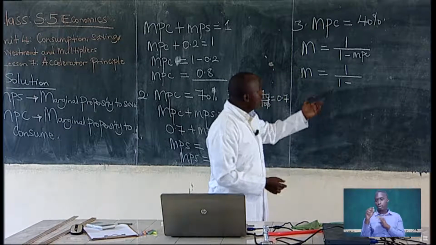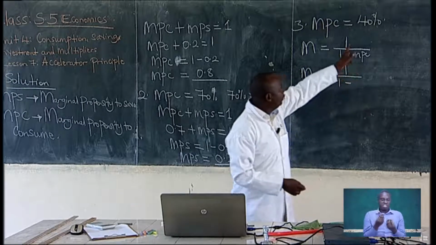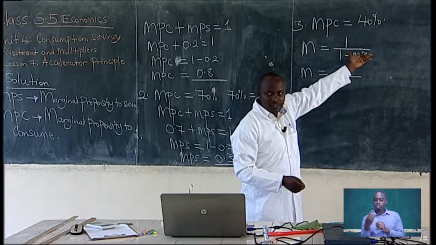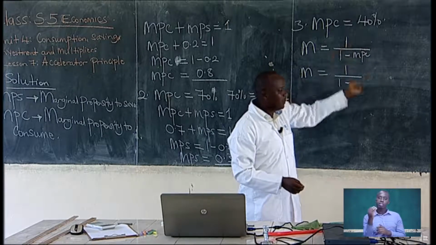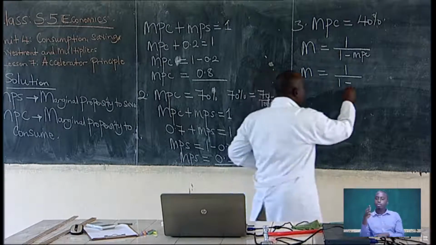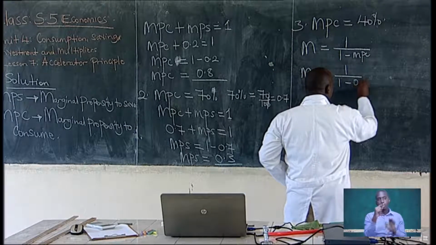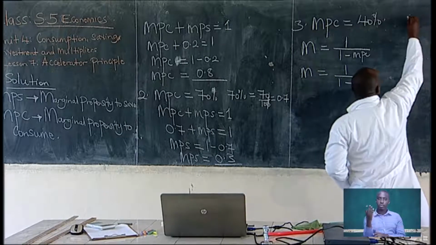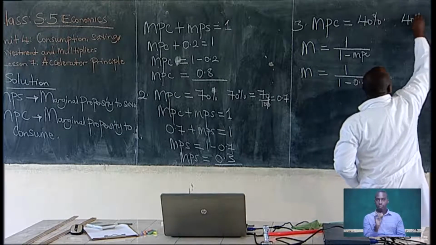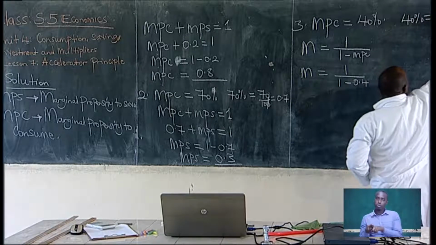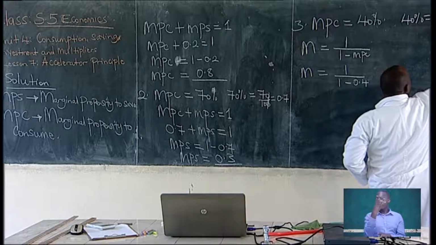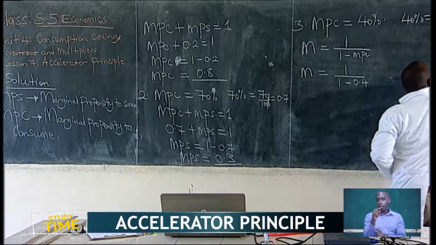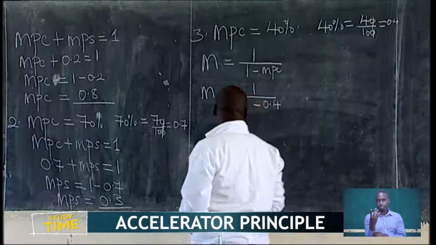For easy calculation, it will be 40 out of 100. 0.4 is the same as 40%. Now it will be 1 minus 0.4, because 40% is equal to 40 divided by 100. You will get 0.4.